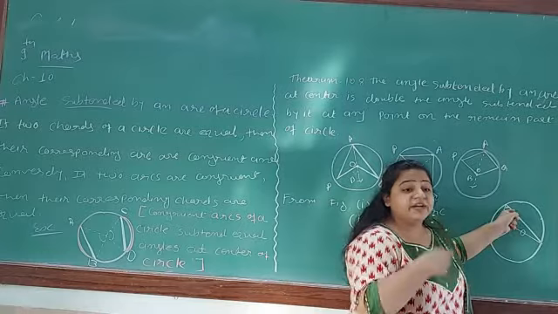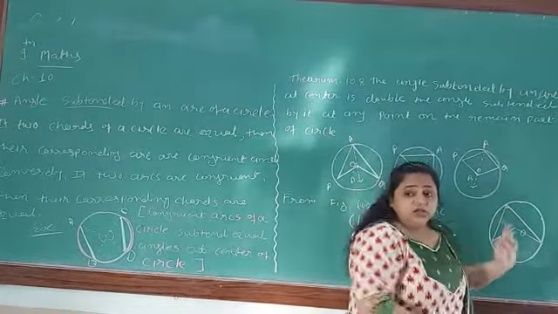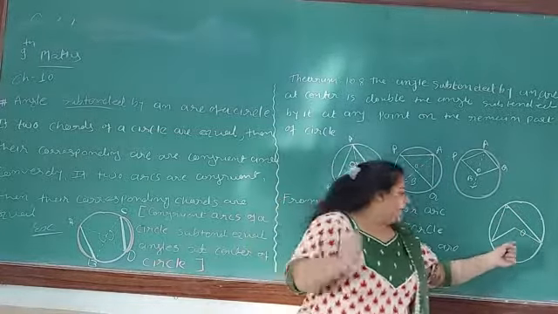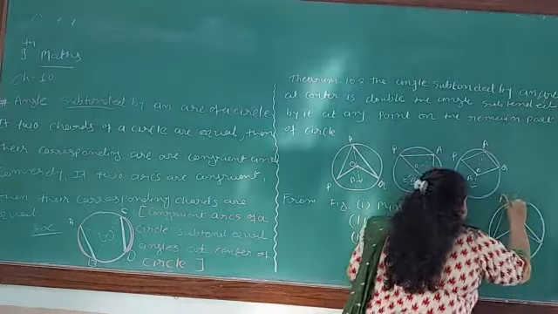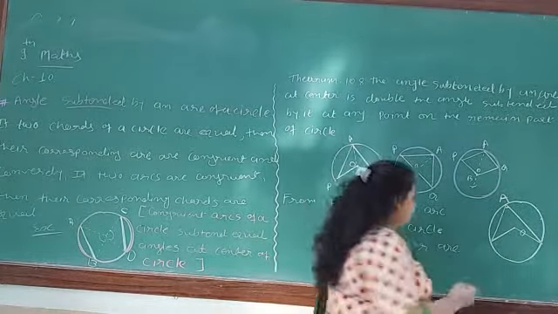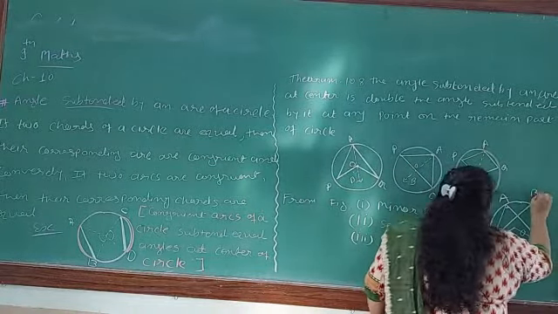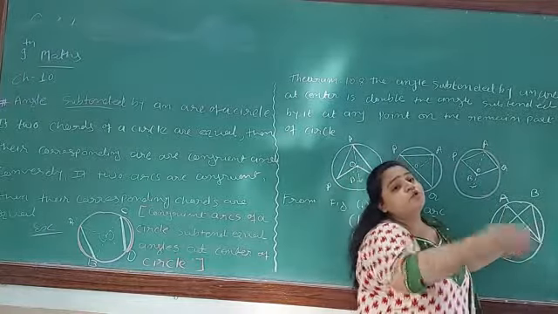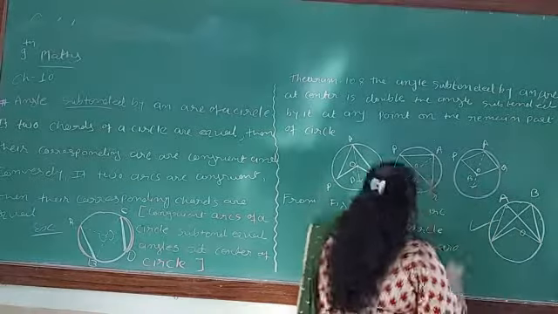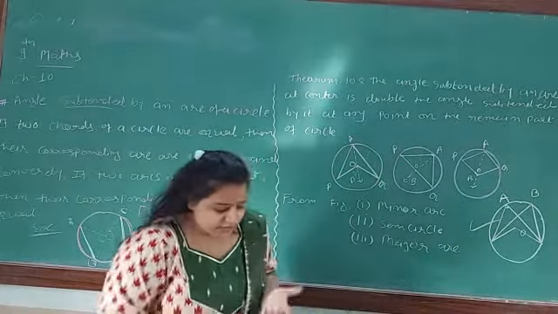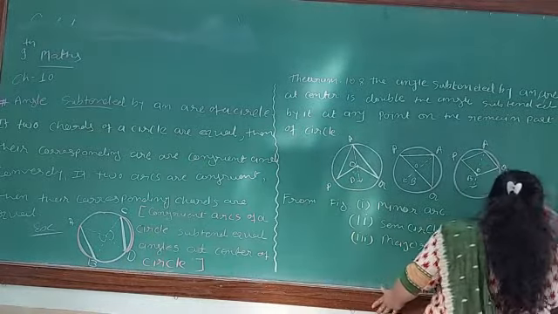Let me repeat it, for those who are not listening to me. In this case, we are going to prove that angle O is always double angle A. If they form any angle over here, the same thing we will say: angle O is always double angle B. This we are going to prove in this theorem. So now let us start. Where is my duster? I got it.